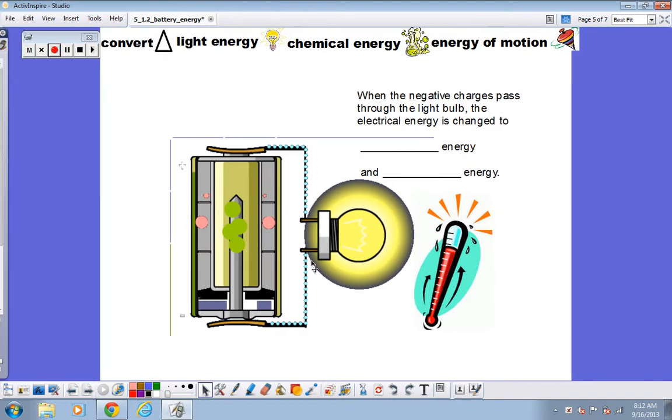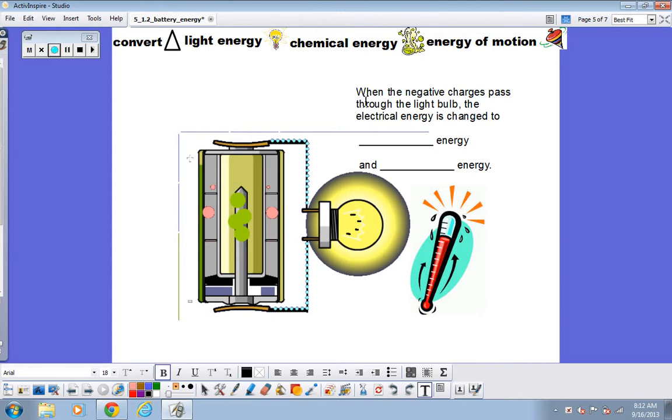And then when those negative charges get to the light bulb is when they get converted to light energy. So inside this light bulb, the negative charges are still zooming around, but once they get right here, the light bulb actually is able to convert that electrical energy into our wonderful light energy, which lets us see and do all the things that we need. So we're going to write, when the negative charges pass through the light bulb, the electrical energy is changed to light energy. And another kind of energy.